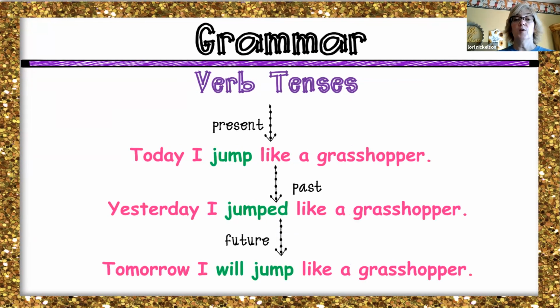So notice our verb tenses here for jump. Today I jump like a grasshopper. That's present tense. Past tense: yesterday I jumped like a grasshopper. Notice jump changed to jumped. Future tense: tomorrow I will jump like a grasshopper. So it changed jump to will jump.